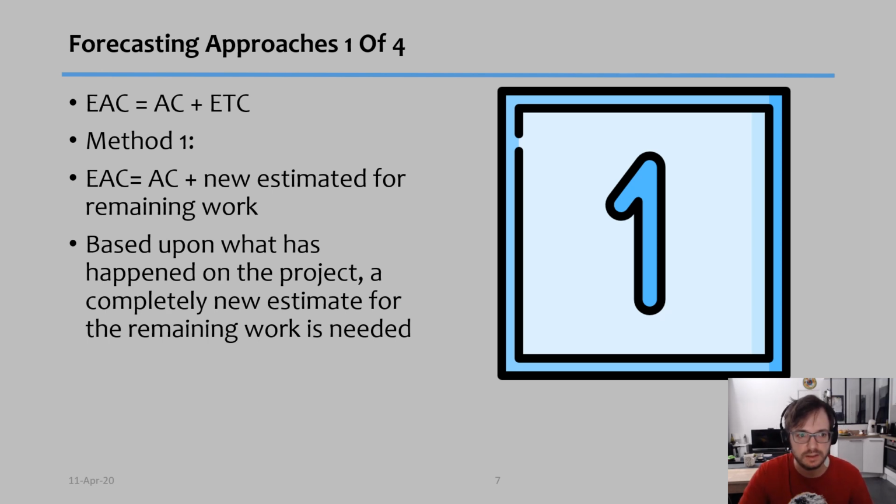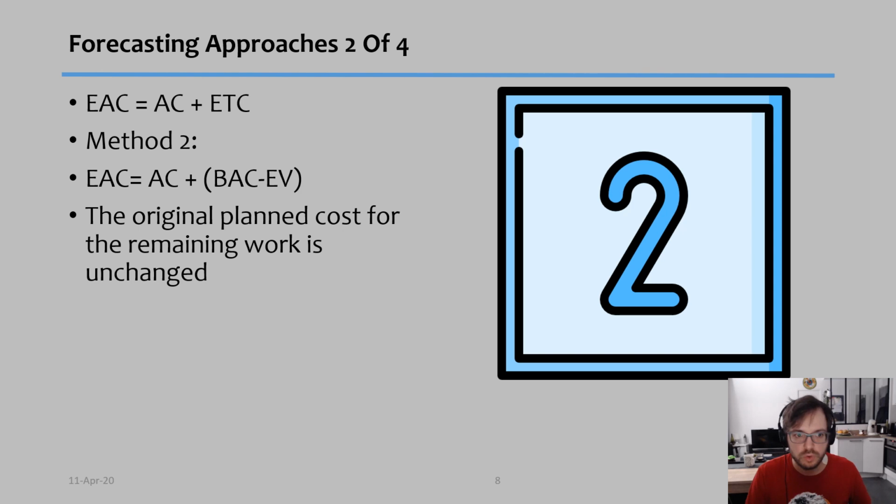The first one tells us that EAC will be equal to our actual costs plus our new estimates for the remaining work. So we have to recalculate estimates for the rest of the work that must be done. This is based upon what has happened to the project, and we create a completely new estimate for any work that still has to be done. This one gives a very realistic budget, but the problem is it requires a lot of work to be done.